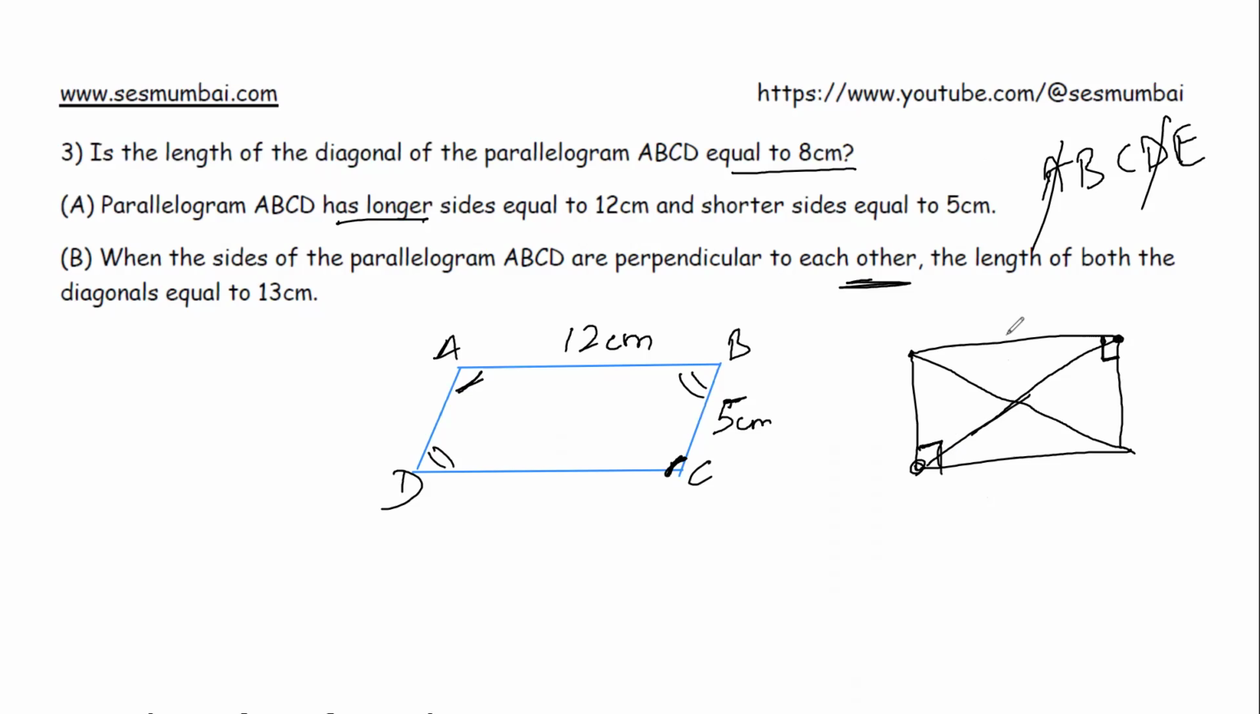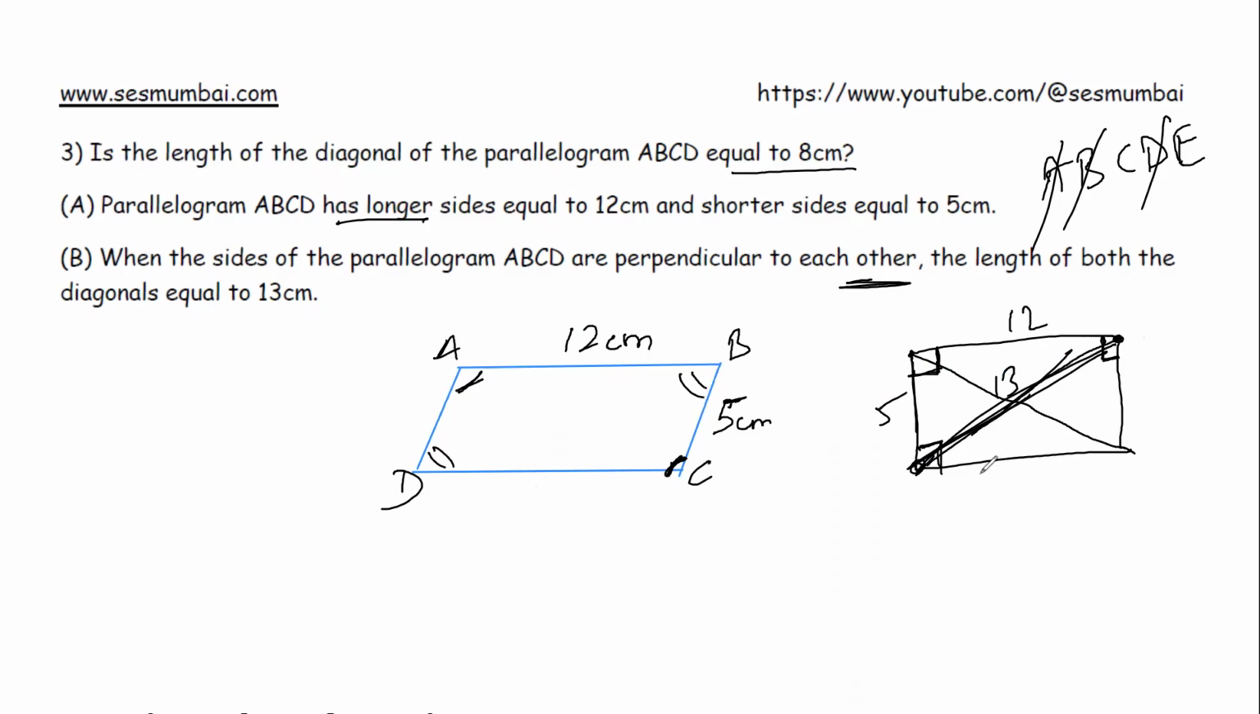And it says when the sides of the parallelogram ABCD are perpendicular to each other. So the question is, is the length of the diagonal of the parallelogram ABCD equal to 8 centimeters? And here they are hypothesizing that if the sides are perpendicular, the diagonals are equal to 13 centimeters. So that doesn't answer the question. So B is out. Taking both the statements together, all we know is that when 5 and 12 become perpendicular, the diagonal obviously will be 13 because it's a right angle triangle, Pythagoras theorem, correct? So that's fair enough.